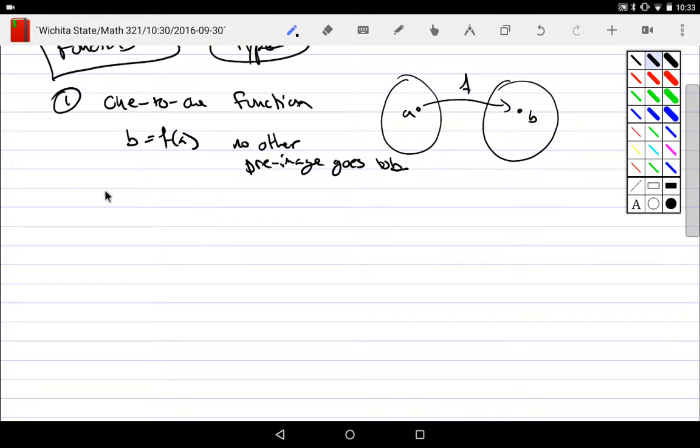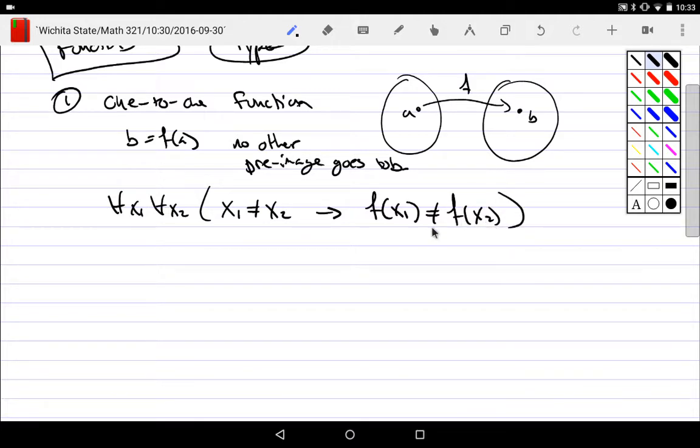What this looks like logically is: for all x1, for all x2, if I start off at different places, x1 and x2, which would be here in the domain side, that would imply that where they go to are different places. So x1 and x2 are from the domain. If I have two different places in the domain, where do they go? Different places. For every single one of these that are different, they go to somewhere else.